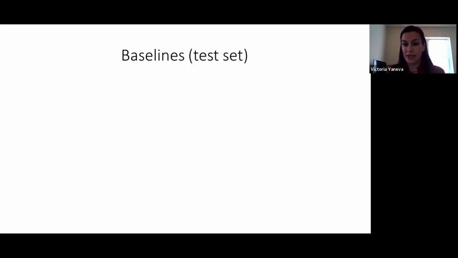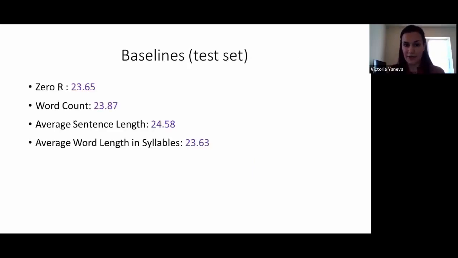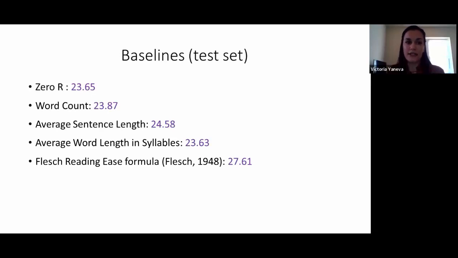We also worked with several baselines. These are the results for the test set. So the first one is the 0R baseline. It simply takes the mean of the p-value variable for the training set and assigns it as a prediction for the test set. Then word count. We just wanted to rule out the possibility that, say, longer items are more difficult or something like that. Then we took two popular readability features, average sentence length and average word length in syllables.